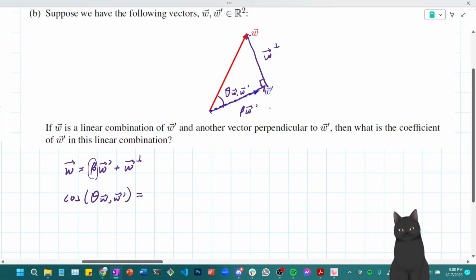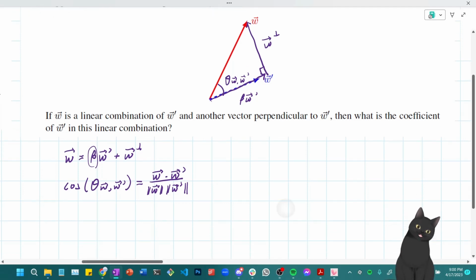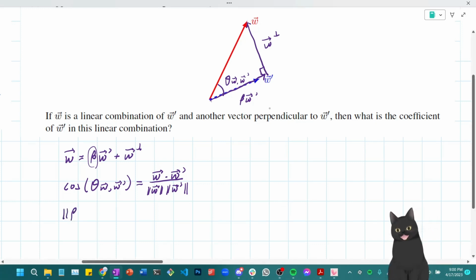Cosine theta of W prime is equal to W dot W prime over the length of W times the length of W prime. Or this is what we call the magnitude. And then we also know that since this is a right triangle, the length of beta W prime is supposed to be equal to the length of W times the cosine of theta W prime.